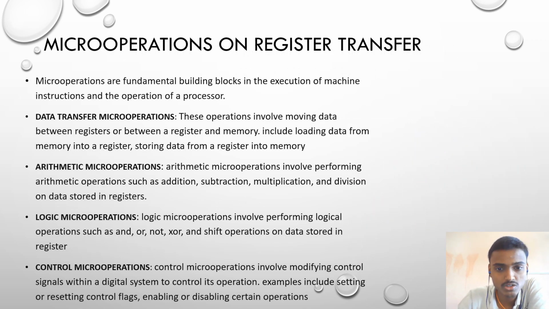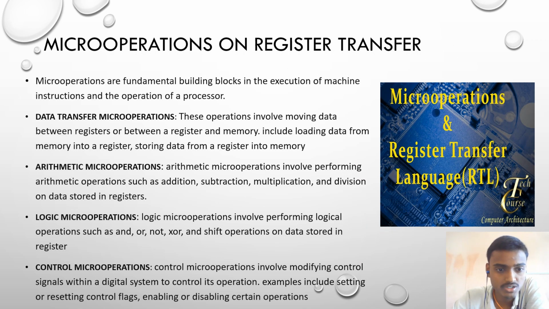Let us see the micro operation on register transfer. Micro operations are fundamental building blocks in the execution of machine instructions and operation of the processor. Micro operations are the operations used to be executed in the register, or the operations that are performed in the register are called micro operations. Let us see what operations are performed in the register.